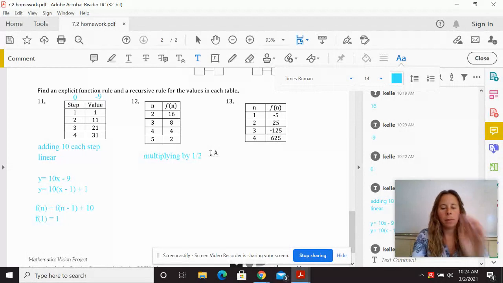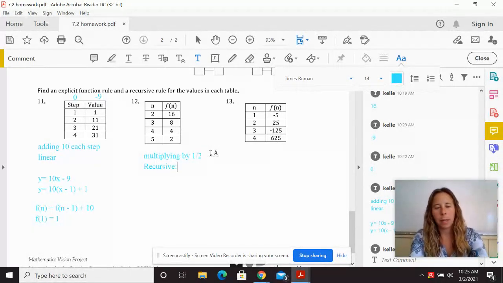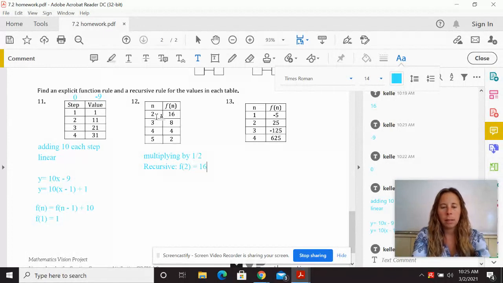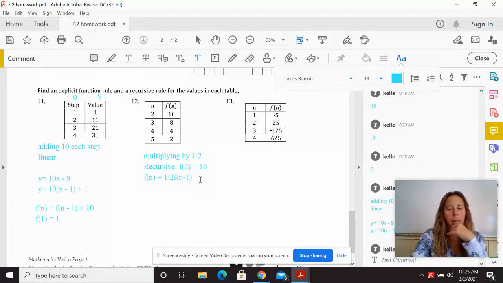All right, so here, I'll do the recursive first this time so I don't forget. So f of n, well, actually let's identify where we start. So the first point they give us is 2 and 16. All right, and then f of n equals f of n minus 1. That's your previous term, and then we are multiplying by 1/2, so I'm going to put it in front. So it's 1/2 times that. If you want to put the little multiplication symbol in between, you can, or you can leave it like that. That's recursive, explicit.